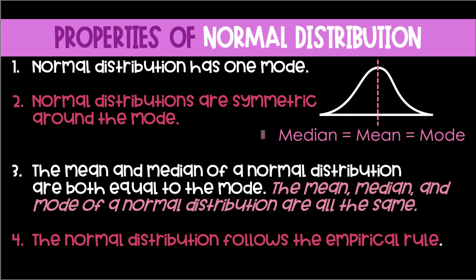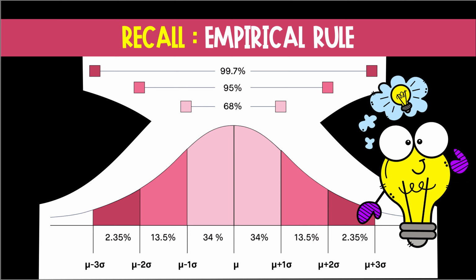And the normal distribution follows the empirical rule. I hope you guys remember from previous videos what the empirical rule is, but if you don't remember, here's a slide to refresh your memory. The empirical rule says that within one standard deviation, we have 68% of the population. Within 2 standard deviations, we have 95% of the population. And within 3 standard deviations, we have almost all of the population, or 99.7% of the population. And we're going to be using this empirical rule to calculate areas under the curve.